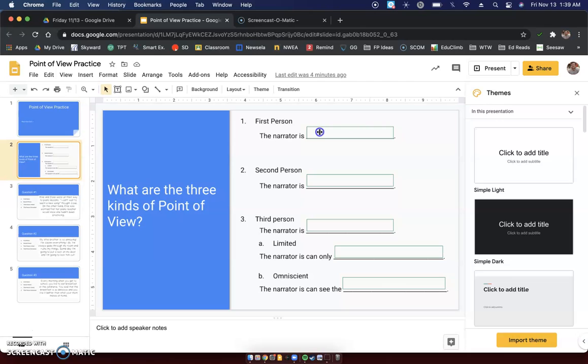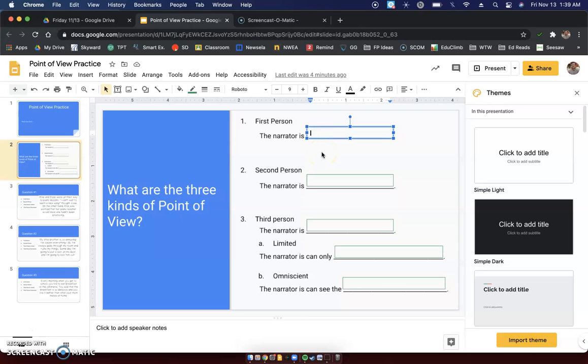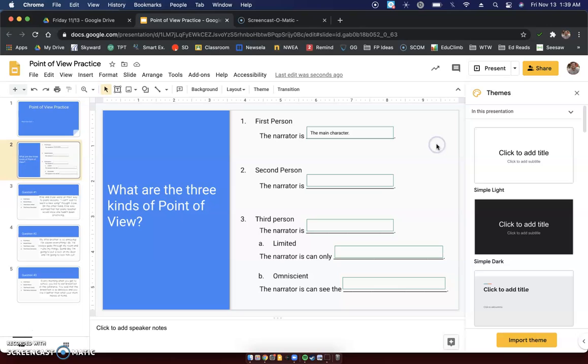If you remember, first person. In first person, the narrator is the main character. The person who is telling us the story is the person who is in the story. So in a first person narrative, Mr. Lund might tell you about his weekend. I am the person telling you the story, and I am the main character. That way I know that it's first person. In first person, we see a lot of I, me, we, a lot of those kinds of pronouns.